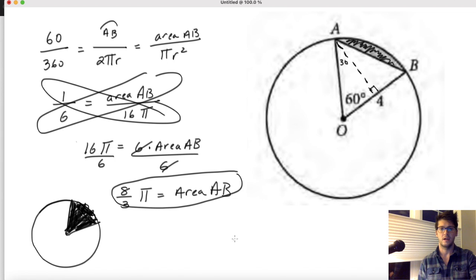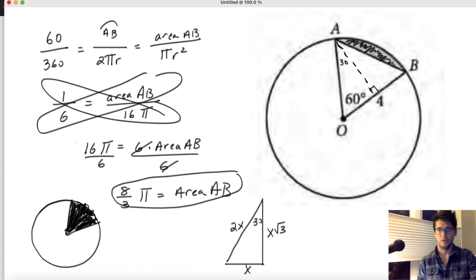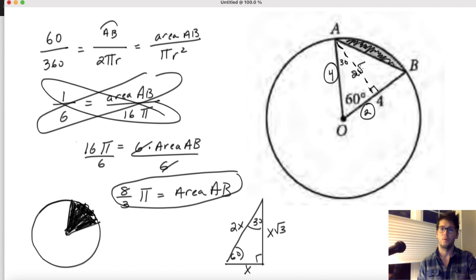For 30-60-90, the side lengths are x, x root 3, and 2x. We know what 2x is here. By the way, this is the 30 degrees, this is the 60, and this is the 90. So our 2x is a 4, which means our x is a 2, and our x root 3 is just 2 times root 3. 2 root 3. Why does that matter?